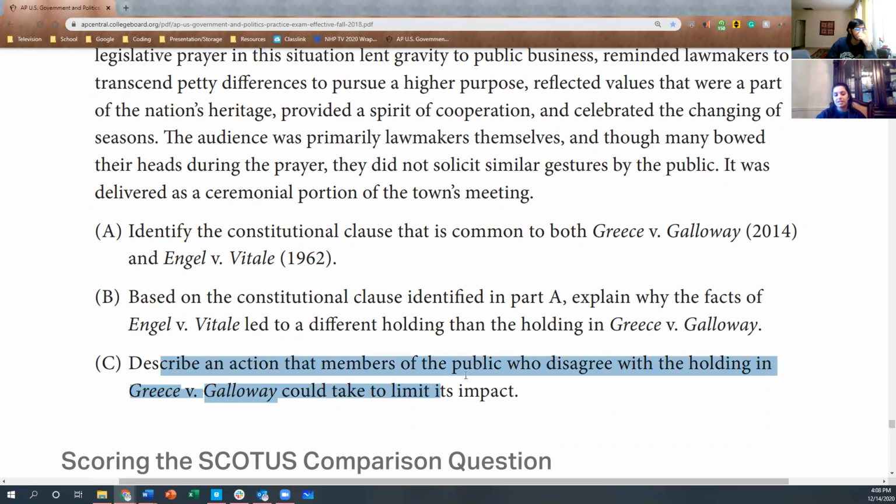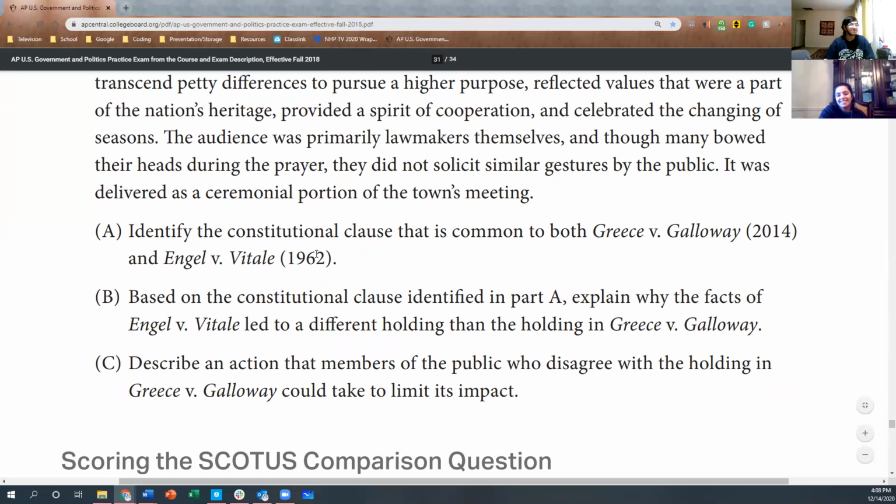Describe an action that members of the public who disagree with the holding in Greece v. Galloway could take. Lobbying. Protests, lobbying. Protest is what we immediately jump to, but from a legal standpoint, when it comes to textbook government, lobbying is usually the correct answer in questions like these, because it's a more civilized version of protesting. But lobbying, as we know, usually never gets anything done because congressmen are in their high exalted chambers and they don't care about what people think.